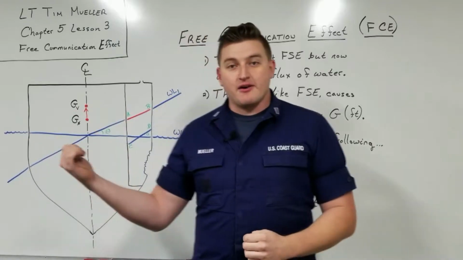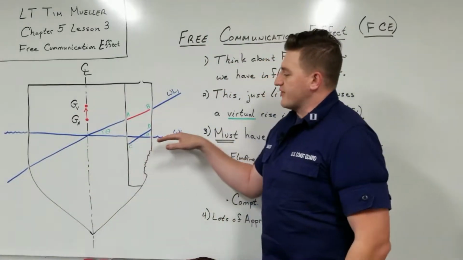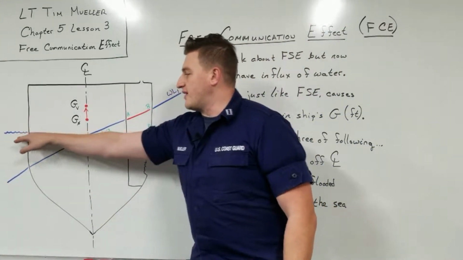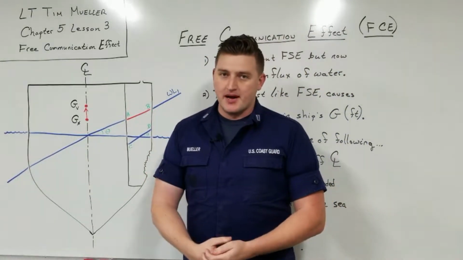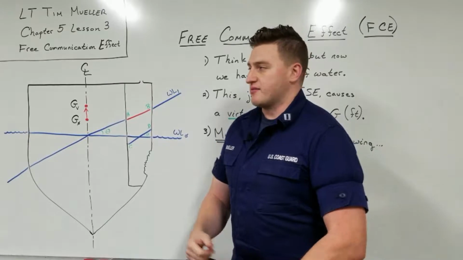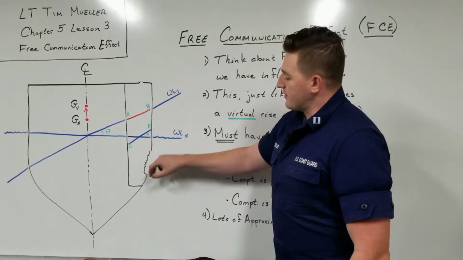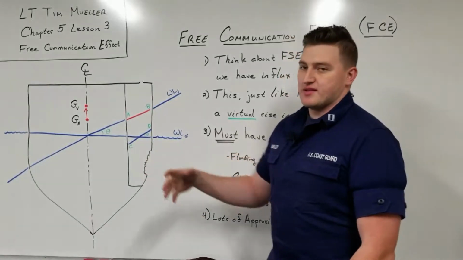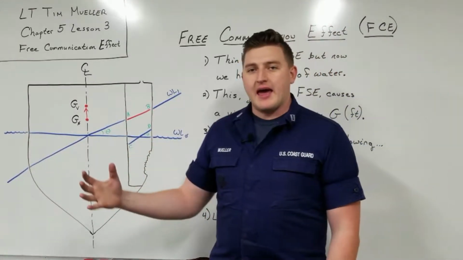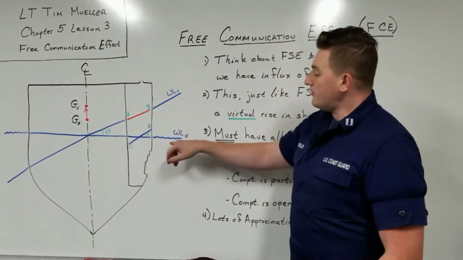If we look to the diagram on the left of the screen, let's say we have a ship originally steaming right here with the waterline at waterline naught. Then something happens. We hit a mine, take on damage, hit some rocks, whatever it might be. Now, this compartment, which I've drawn here, is now open to the ocean, which means that water can flow in and out however it pleases.